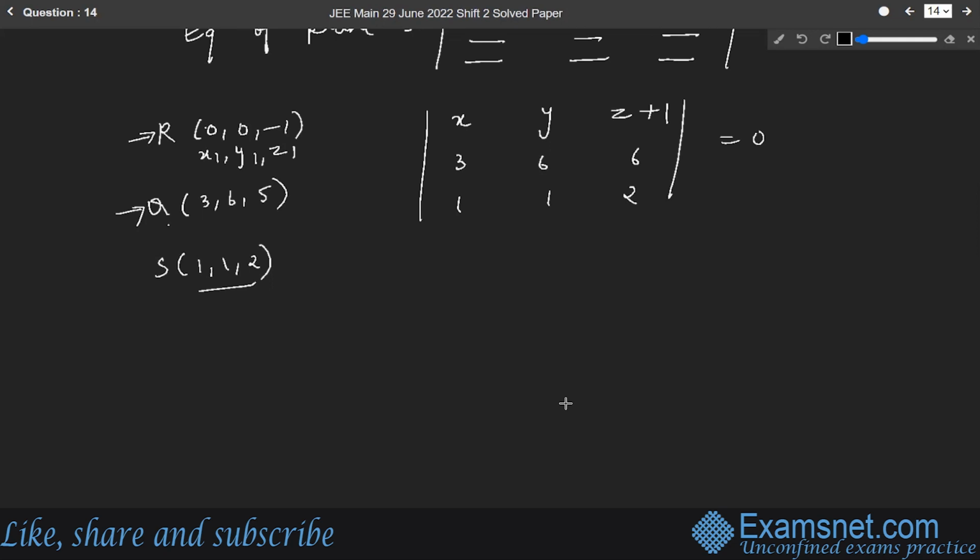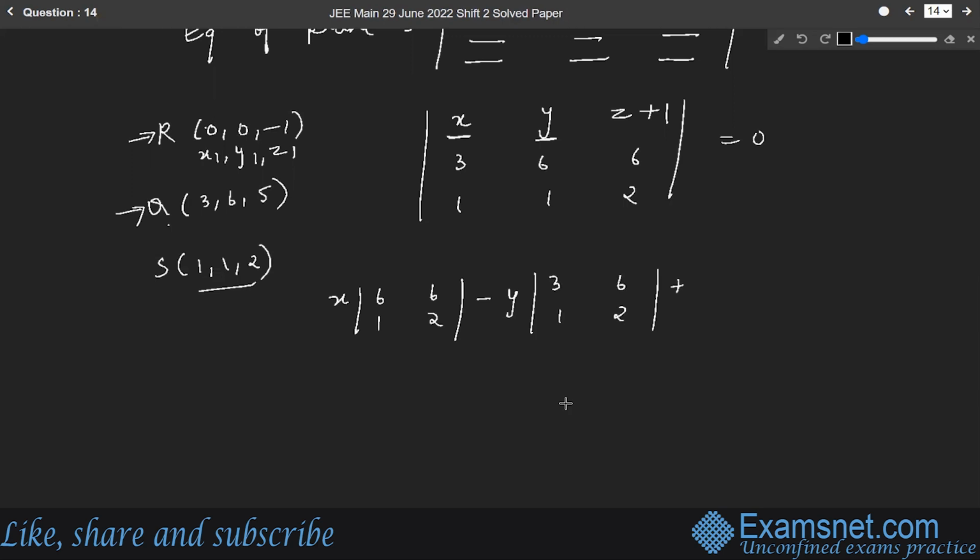So let us expand it. What is the basic form to expand this determinant? We have to write the first element of first row, then eliminate first row and first column. After eliminating first row and first column, the remaining terms are 6, 1, 6 and 2. Then with a negative sign, we write the second element of first row. Now we eliminate first row and second column, so the remaining terms are 3, 6, 1 and 2.